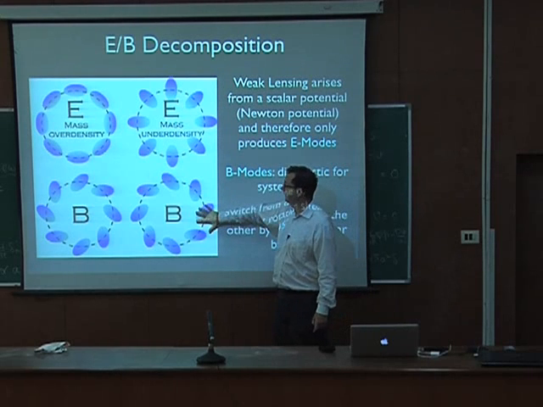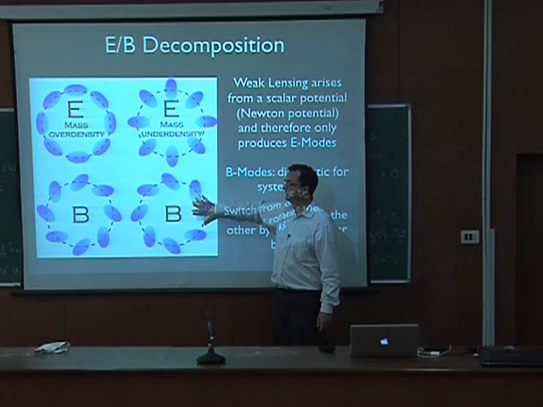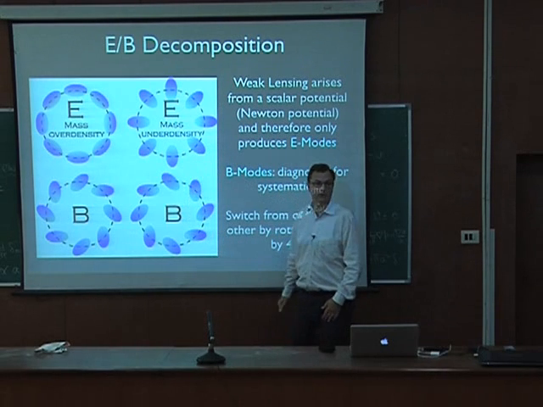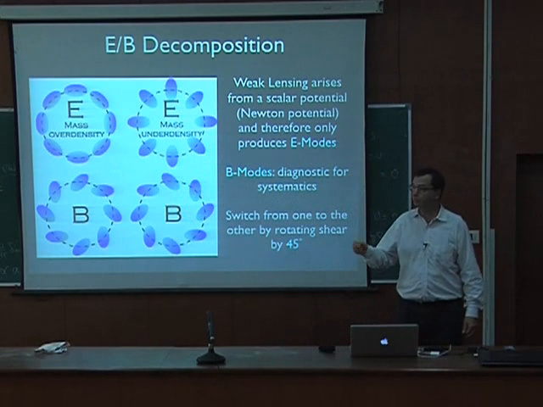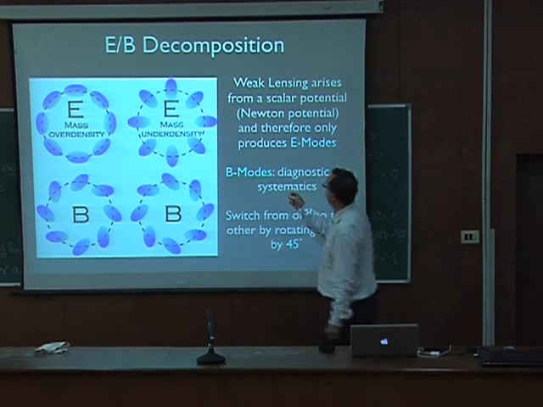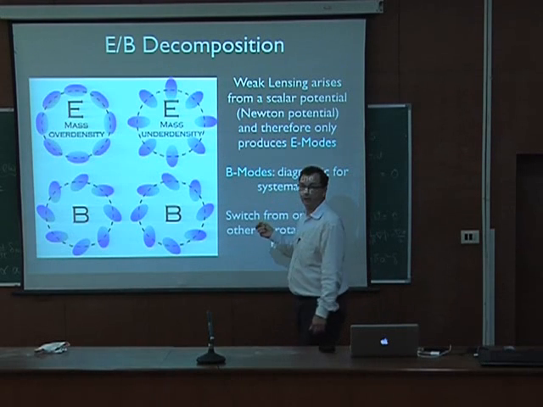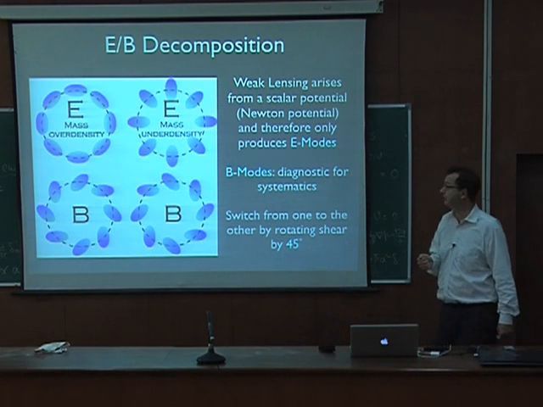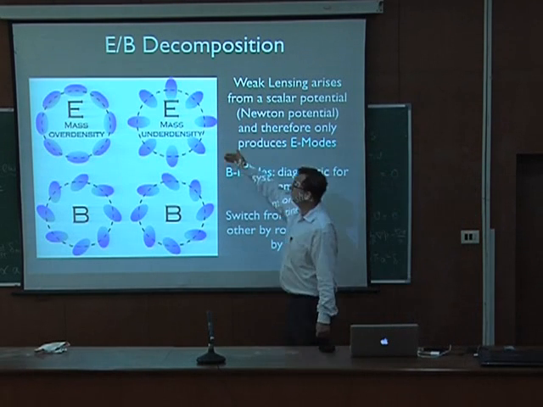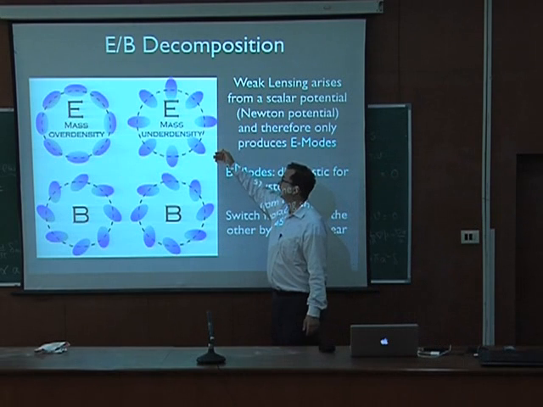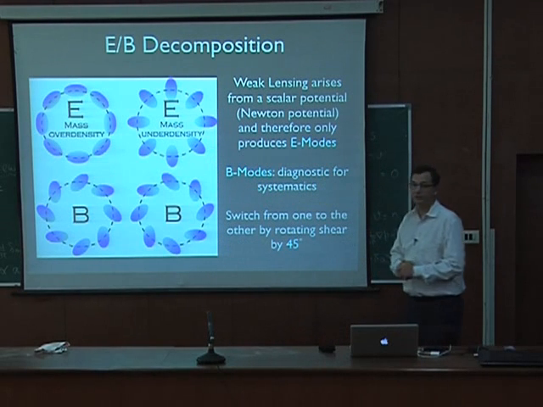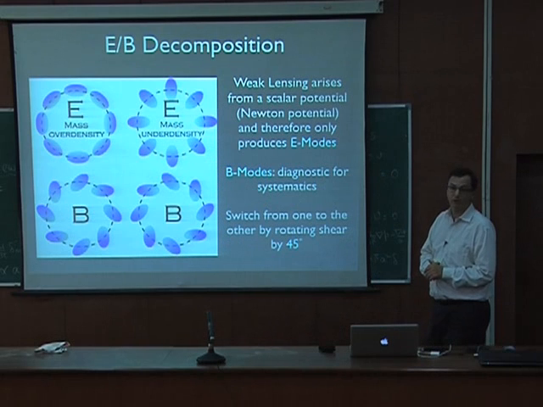In general, there's no reason why systematic effects would not produce B modes at all, right? This is a very special property of lensing. And in fact, it can be traced to the fact that weak lensing arises from a scalar field, which is the scalar potential, the gravitational potential. So the fact that it only excites E modes can be traced to that fundamental fact about lensing. So you see, it's very special. And so the E and B mode decomposition is a very interesting and powerful test of systematics. And I'll be coming back to that later.